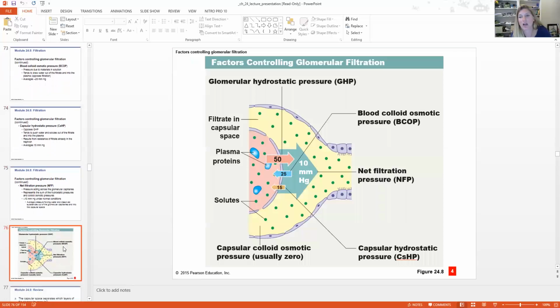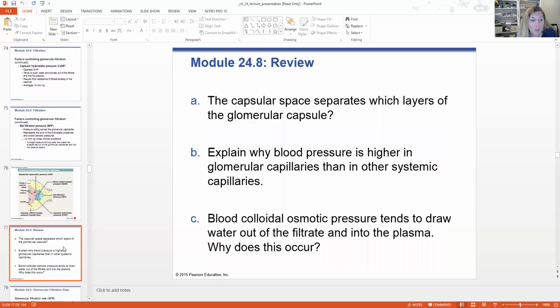Here's a good schematic view of how all that stuff works, right? So you have your overall glomerular hydrostatic pressure, highest number on there, pushing everything out, right? You have minimal blood colloid osmotic pressure, pulling it back in. A little bit of capsular hydrostatic pressure, pushing it back in. Capsular colloid osmotic pressure, practically zero. There's nothing else pushing it back in other than capsular hydrostatic pressure. So we have a net filtration pressure of around 10, pushing it all out into that capsular space and then into the PCT.